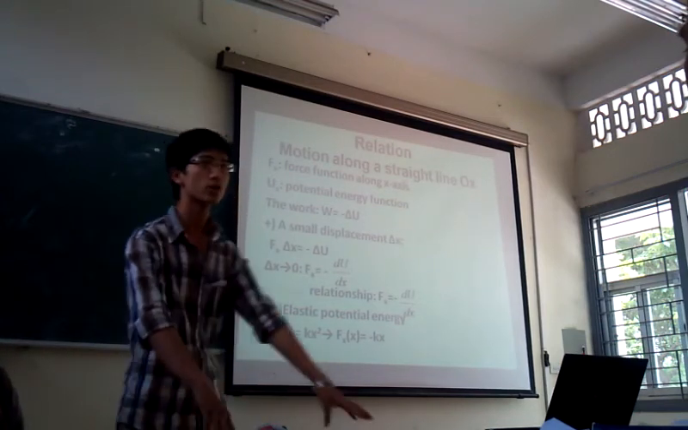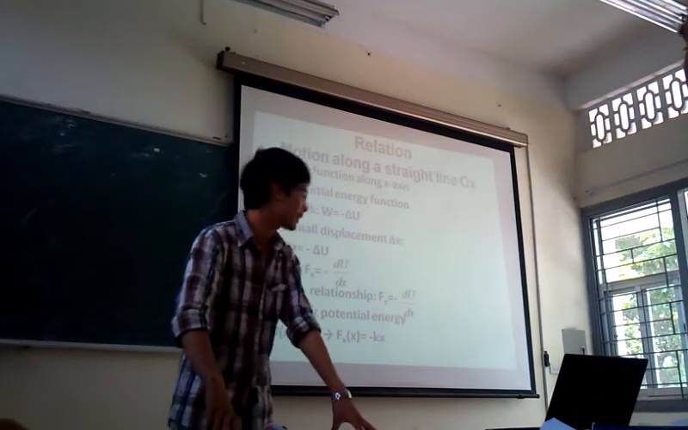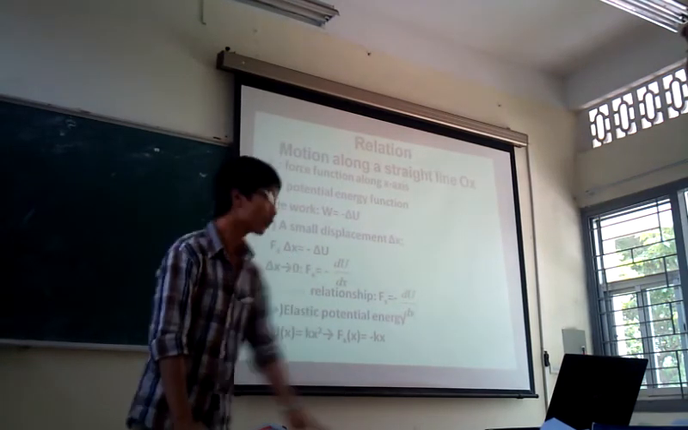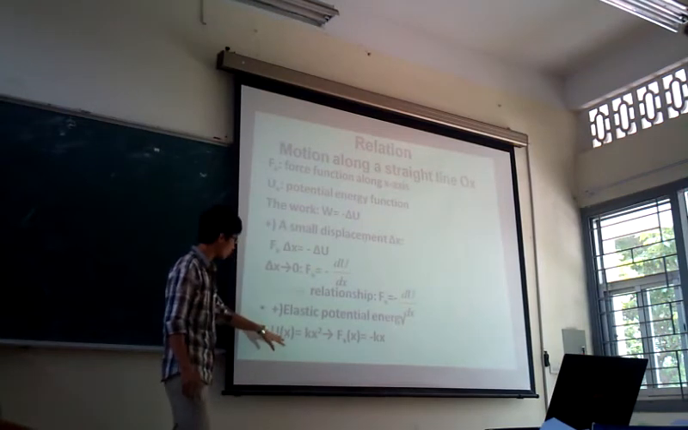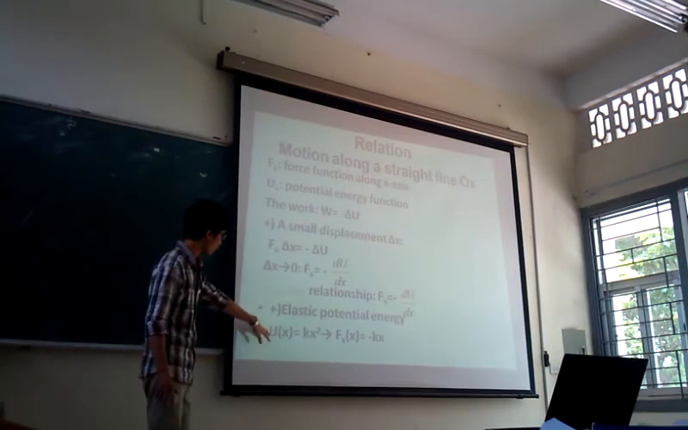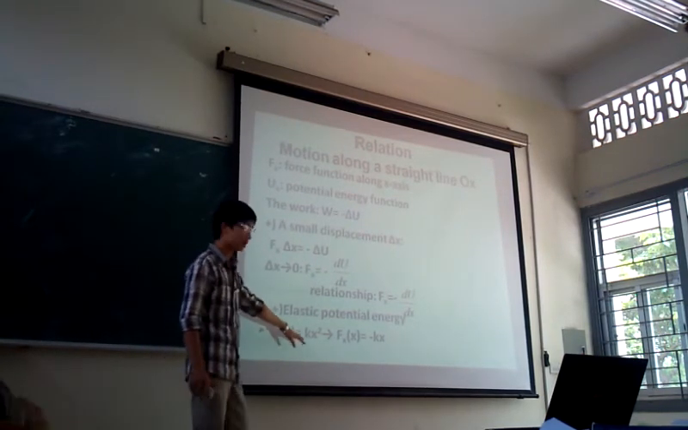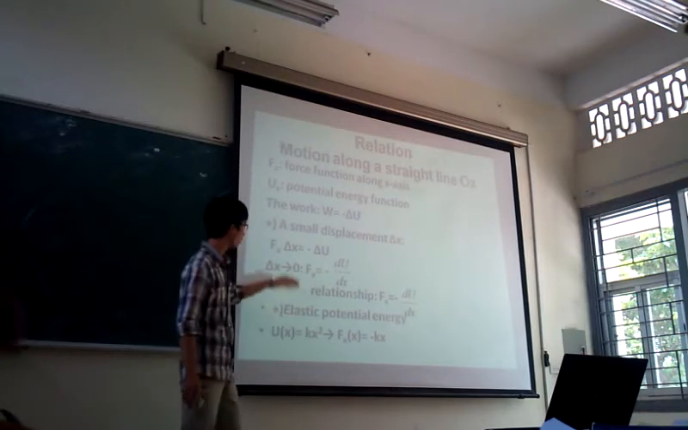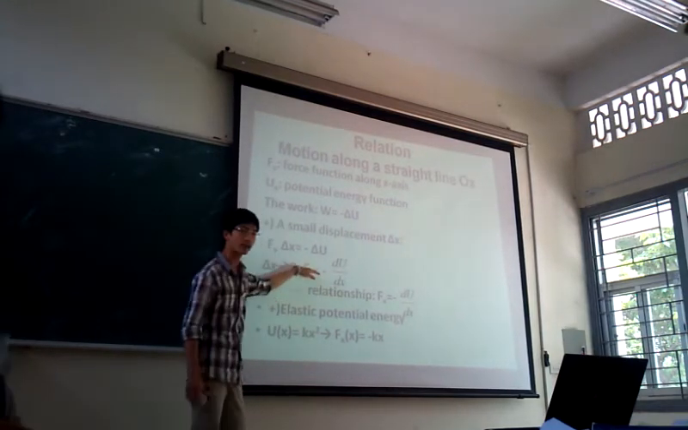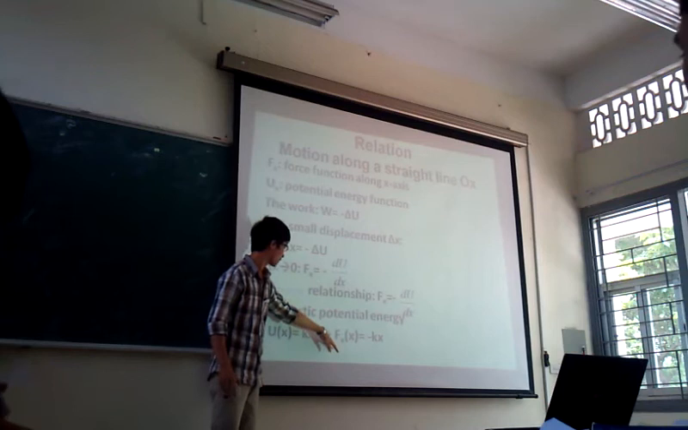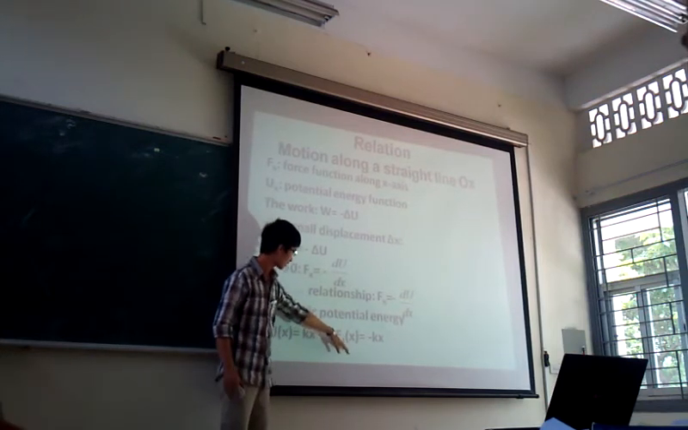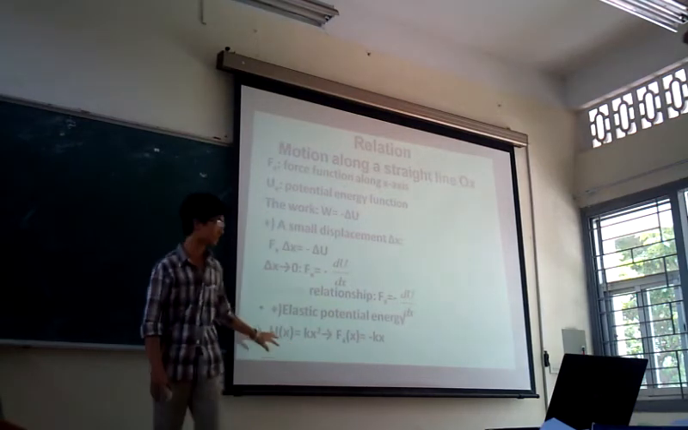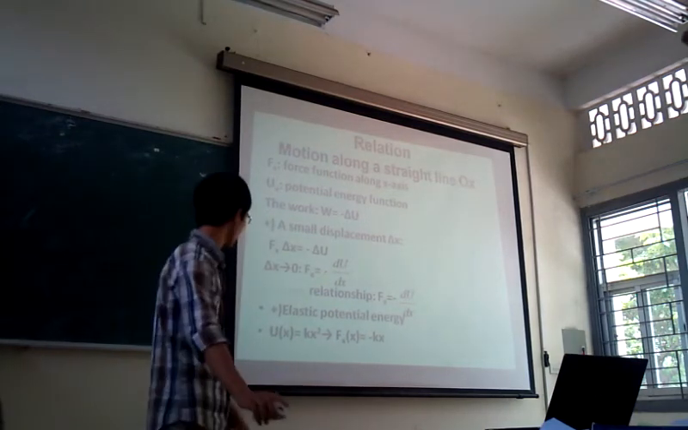And as a check, we will check the formula of elastic potential energy. We know that the potential energy function of elastic force is Us equals kx squared. Now we will use this formula to find the formula of the force function. The result here is Fs equals minus kx. Okay? It is true, of course.